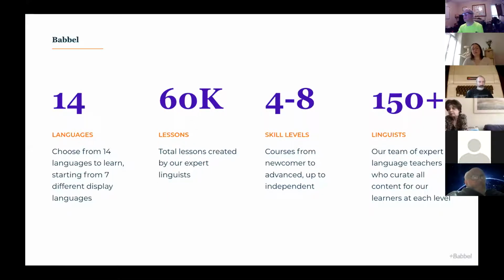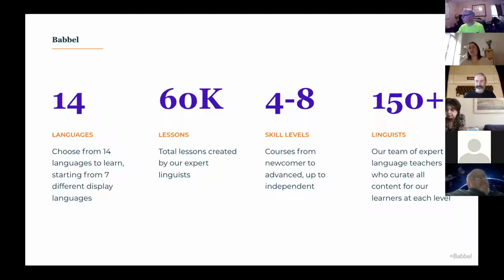So just a little bit about what we offer. You can choose from 14 different languages to learn, and starting from 7 different display languages. So our display language would be English, and then you can learn German, Spanish, Italian, French, even Indonesian, kind of cool, Russian. We have 60,000 probably plus lessons created for all of our language combinations. And then skill levels, we really want to guide people up from a brand new newcomer up to advanced, or even becoming kind of independent. So you have that option within our courses to grow.